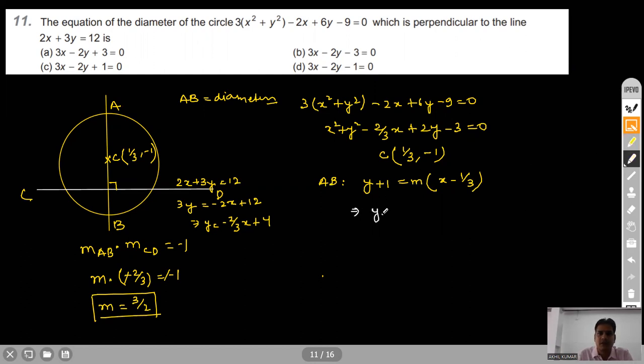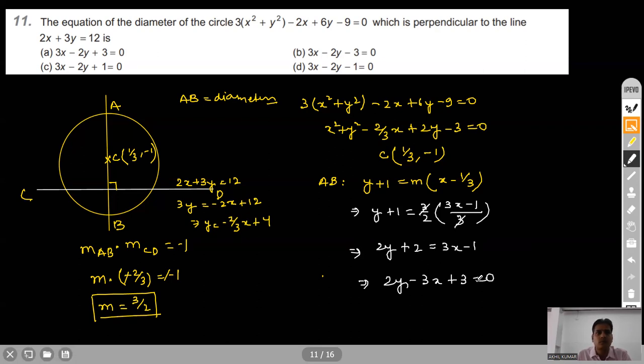We will be able to easily find out the equation of the line: y plus 1 is equal to m, which is 3/2, into 3x minus 1. So this 3 and 3 will be cancelled out. This will be 2y plus 2 is equal to 3x minus 1. So 2y minus 3x plus 3 is equal to 0. Or we can take a minus sign common, so this will be 3x minus 2y minus 3 equals to 0. So option B is correct.